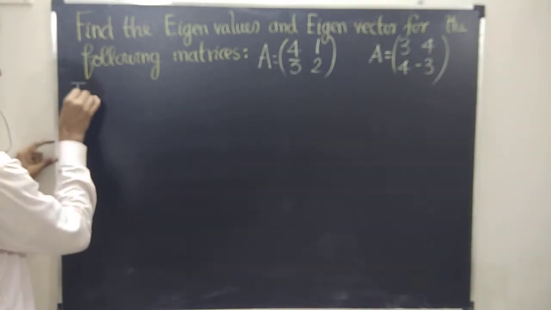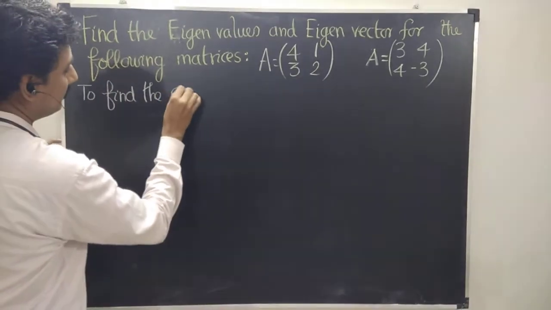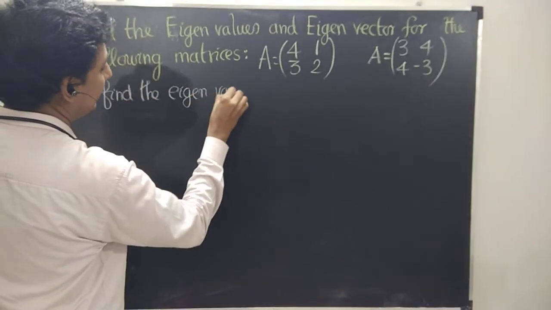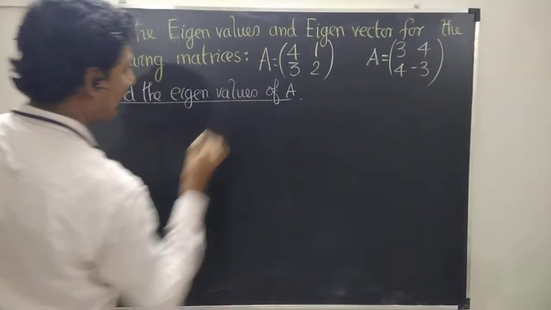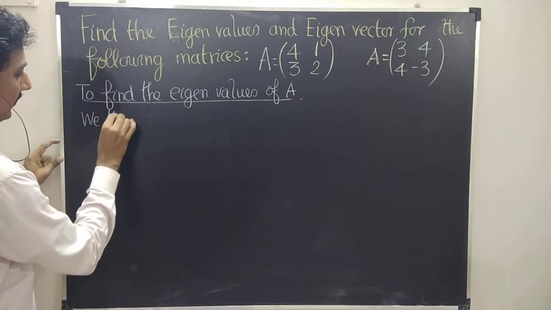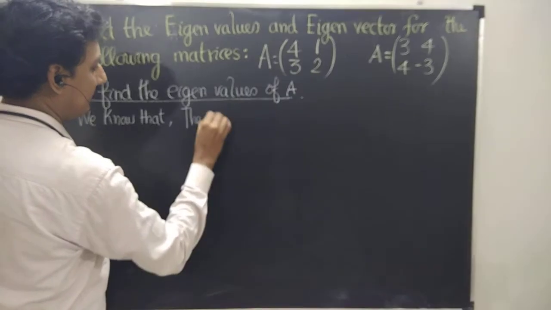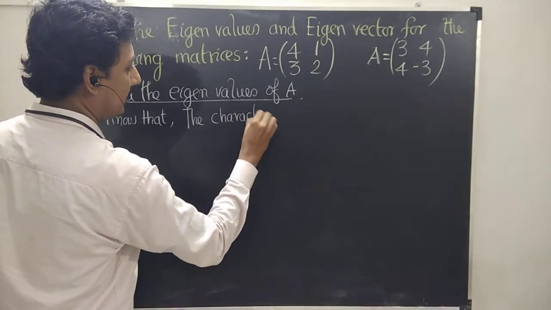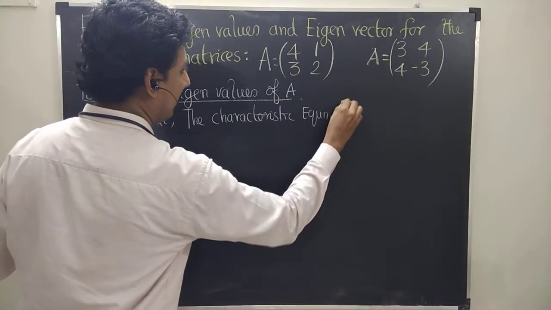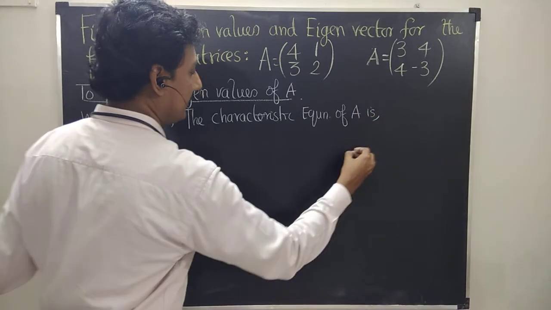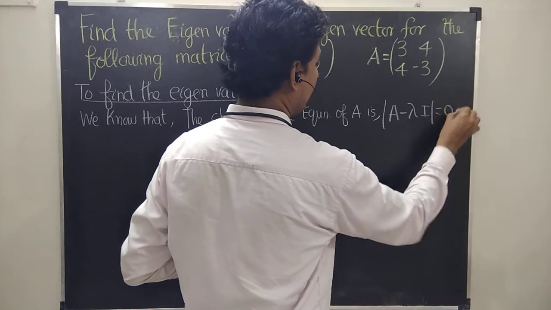Now, what is the corresponding characteristic equation? To find the eigenvalues of A, how to find the eigenvalues of A? As we already know, the characteristic equation of A is given by determinant of A minus lambda I is equal to 0, right sir?